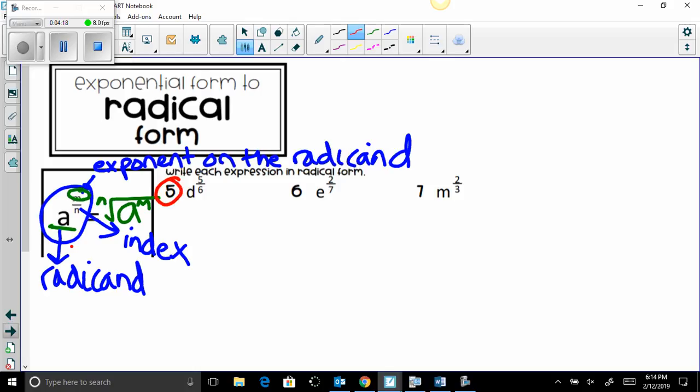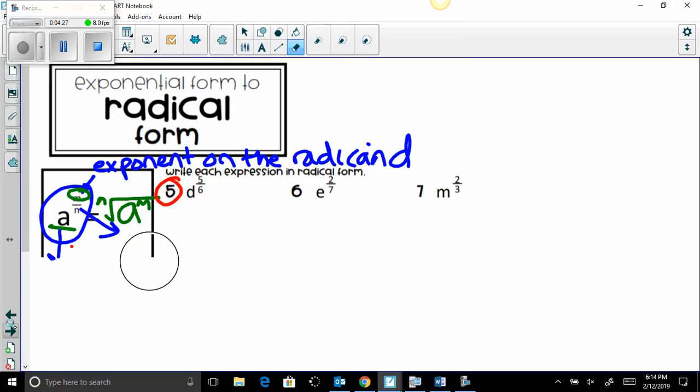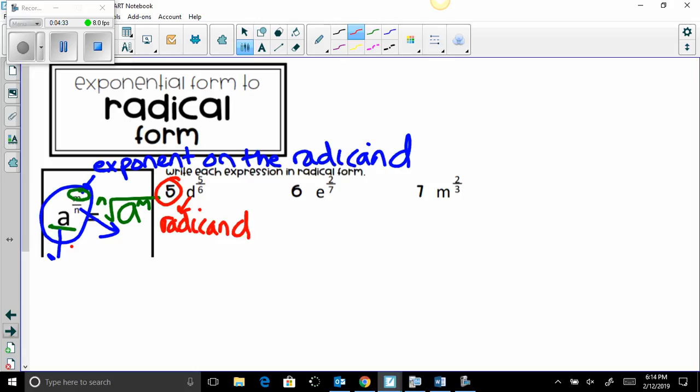Let's look at our first example. D to the 5/6. I'm going to erase this part so I have some room here. The D is my radicand. The 5 is my exponent on the radicand. And the 6 in the denominator is my index. So if I change this from exponential form to radical form, the radicand is underneath the radical. The exponent on the radicand is the numerator of my fraction, so it's a 5, and the index is the denominator of my fraction, so it's a 6.